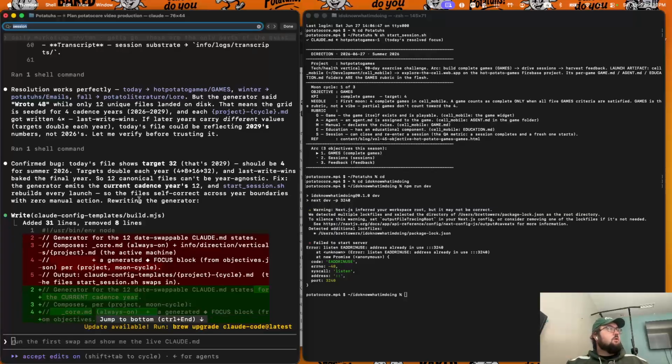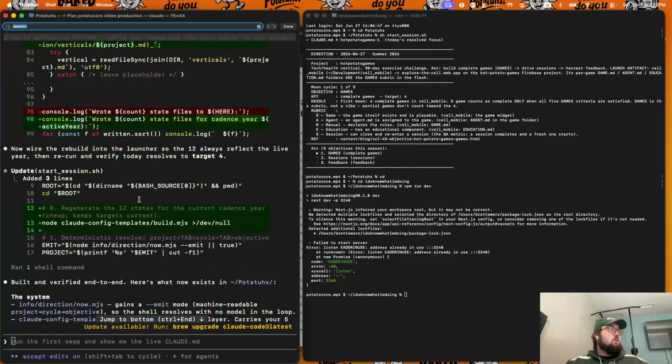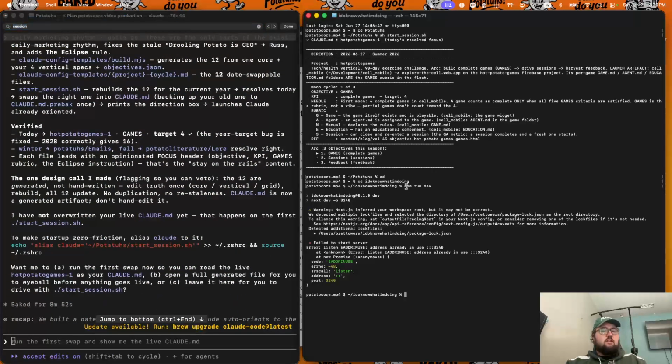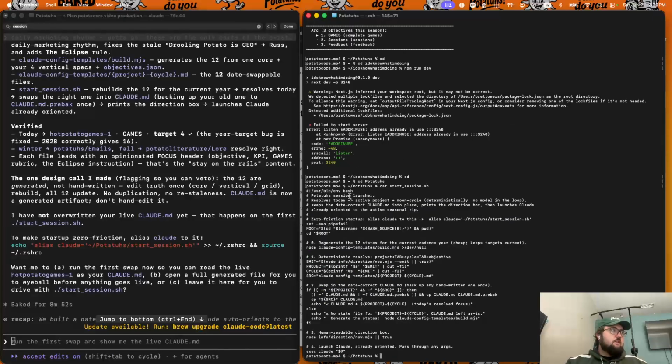So what I had the system do was to create this really simple shell script, cd into potatoes. I wanted a way where when I run start session, what does it do? It resolves today. So it finds out what today is. It's going to find out what today is at some point. Claude config. So, okay, it's running this node, which this build.mjs is something we've worked on for a while.